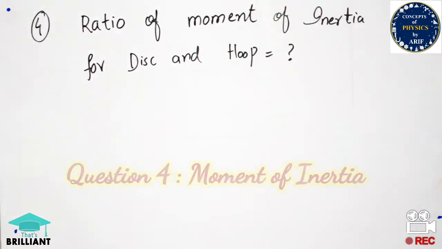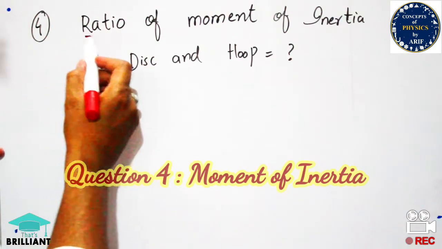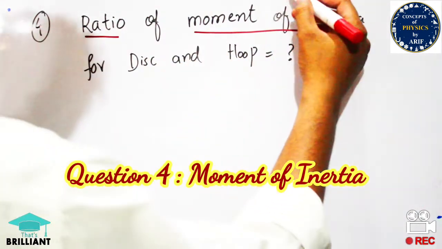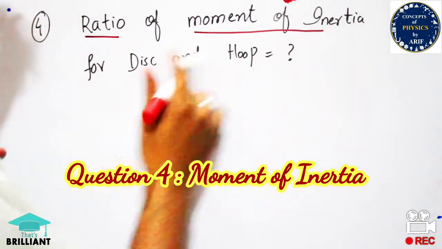The next question is related to moment of inertia. It is needed to calculate the ratio of moment of inertia for a disk and a hoop.